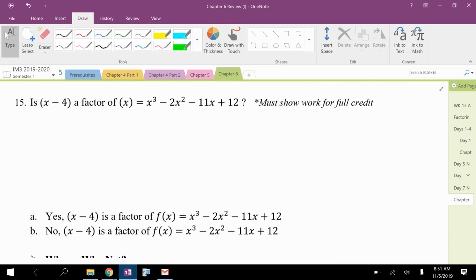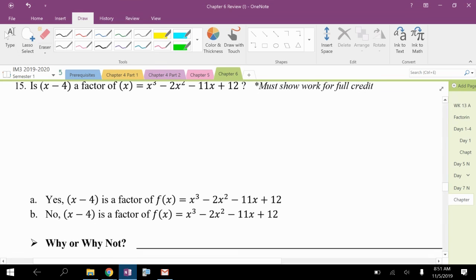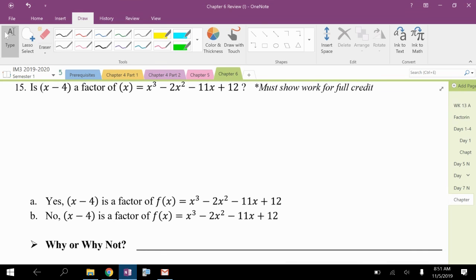Okay. The question here, again, these are all set up exactly how your test is. That's why I do this for you. Is x minus 4 a factor of this polynomial? So we just talked about that. When we do a remainder, it should be 0. If it's not 0, it's not a factor.